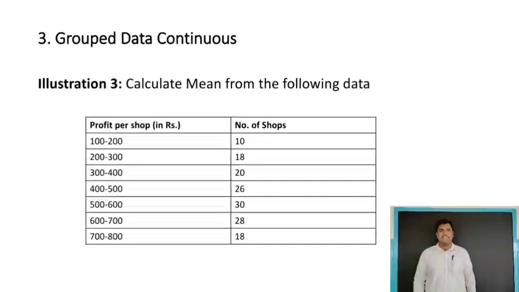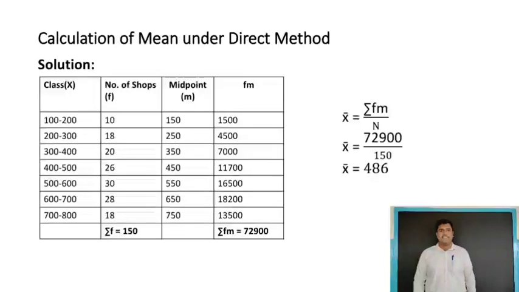Coming to the third, that is grouped data, continuous. Here the class intervals will be given along with the frequencies. So calculate mean for the following. On one side we have profit per shop in rupees, that is 100 to 200, 200 to 300 and so on. And on the other hand we have number of shops, that is frequency.